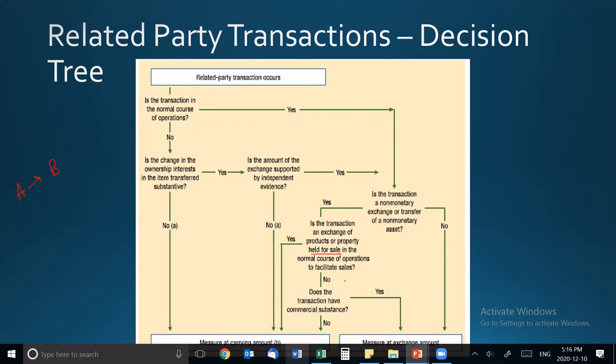So when asking, does the transaction have commercial substance, you're asking, is there a significant change in cash flows from when company A sold to company B? Was there a change in cash flows? So if company A was exchanging equipment to company B for an exchange of equipment, is that going to change the cash flows at all? Okay, so either yes or no. So you'd go through this decision tree and figure out, are we going to measure at the carrying amount or at the exchange amount? Okay, so the carrying amount is whatever is on our books. The exchange amount is what both parties agreed upon.